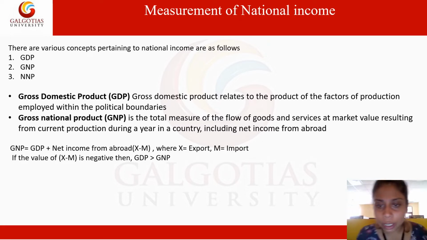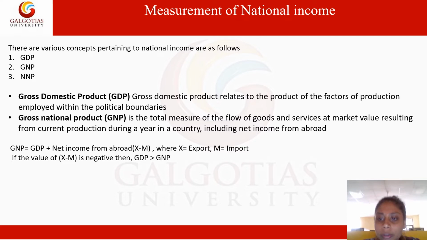So only the market value of final products is included to define GDP. Now we'll come to GNP. GNP is gross national product. GNP is the total measure of the flow of goods and services at market value resulting from current production during a year in a country, including net income from abroad.